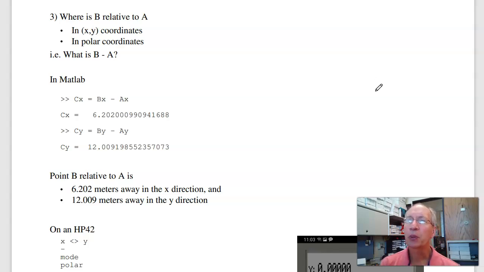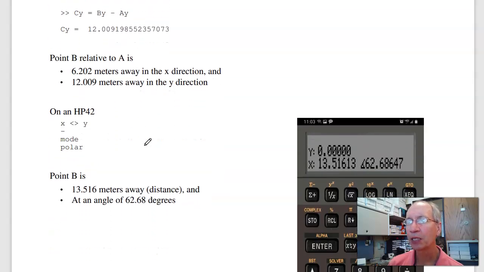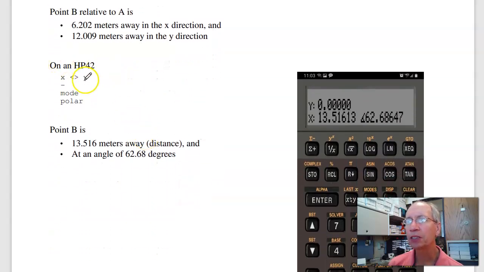Problem 3 is where is B relative to A? So I want to find out where the second vector is relative to A, or in other words, what is B minus A? Well, in rectangular coordinates, subtract the x value, subtract the y value, I get the difference. On an HP42, take the two vectors, subtract them. There's the distance between them in polar form. It's 13.5 meters away at 62 degrees.